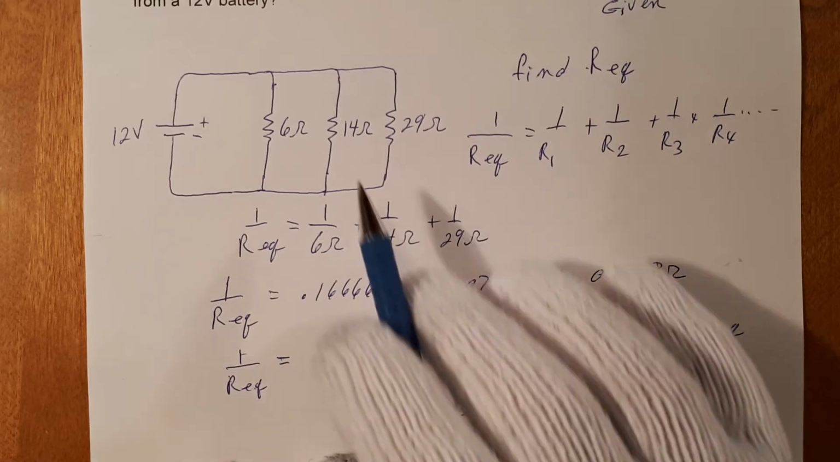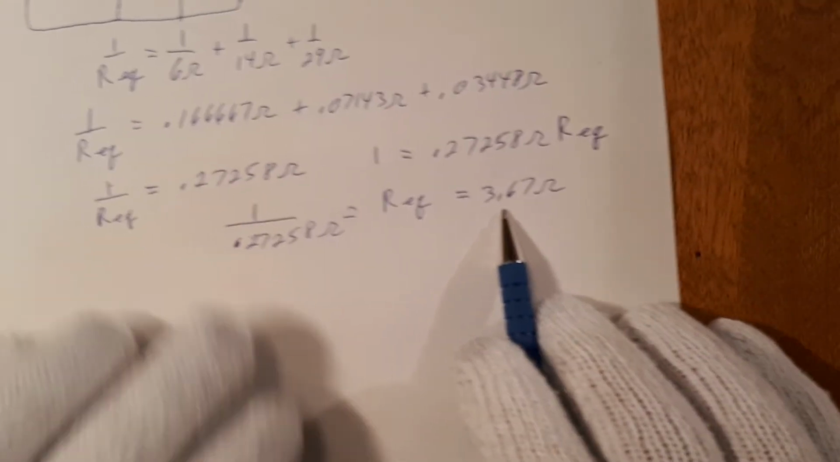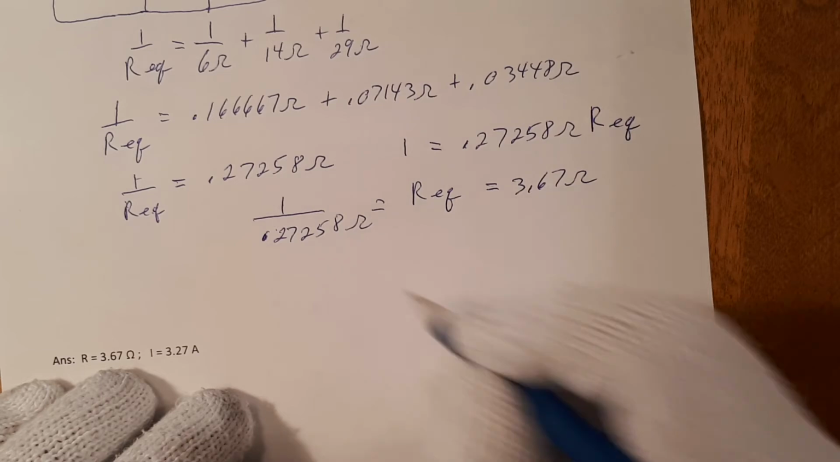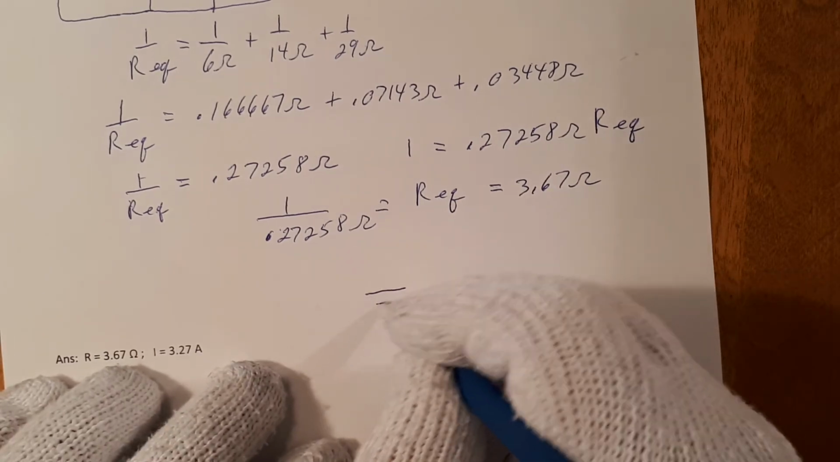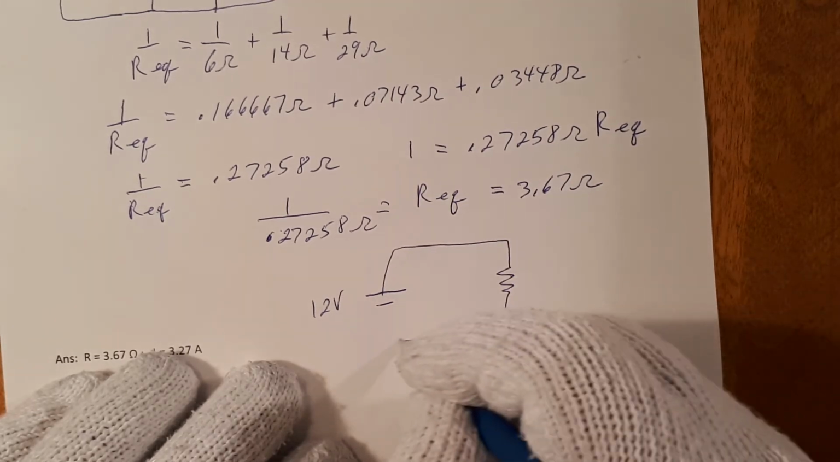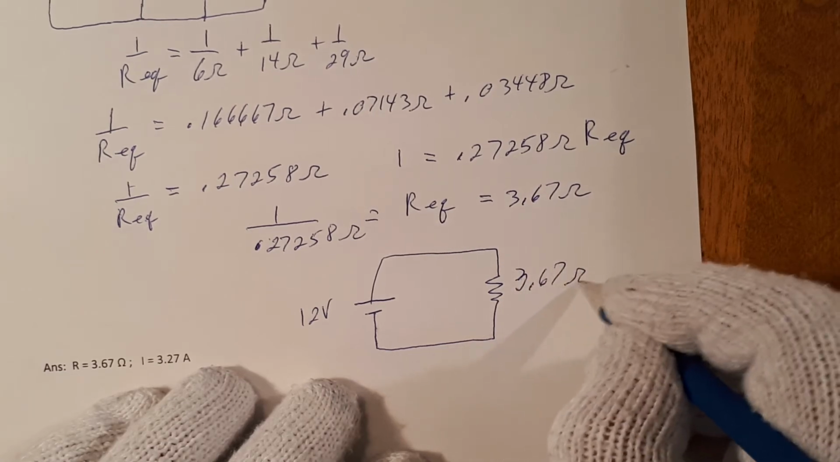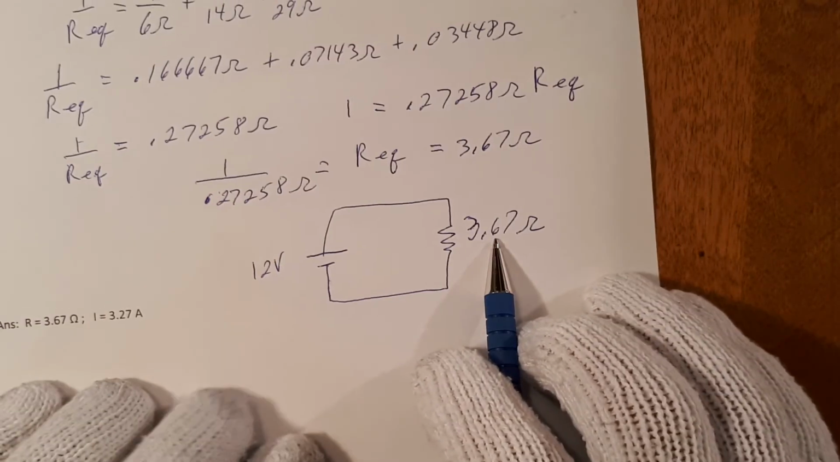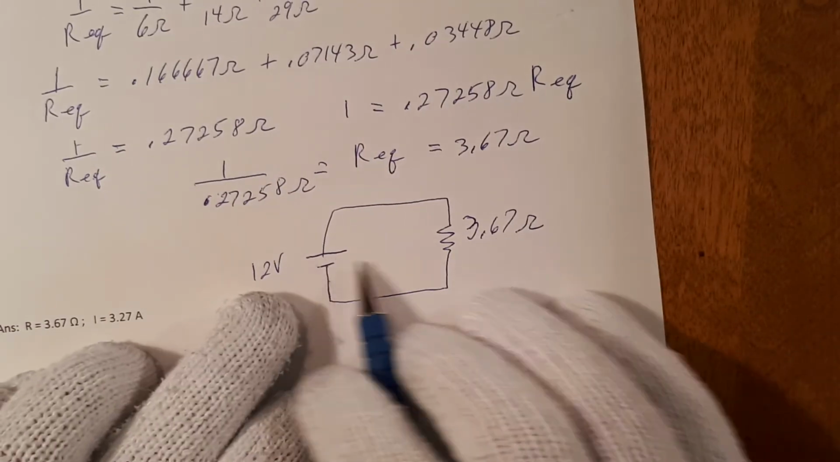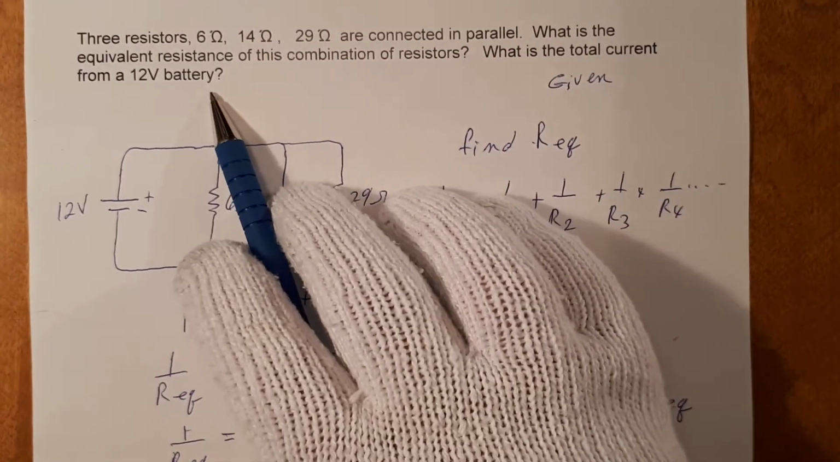So now we can redraw this circuit with just one resistance, replacing all three of these with just one. And that becomes a series circuit. And it would look like this. Here's our voltage source, 12 volts. And this now is 3.67 ohms. This is the equivalent resistance of all of these. And we have 12 volts. And part 2 of this is, what is the total current from the battery?